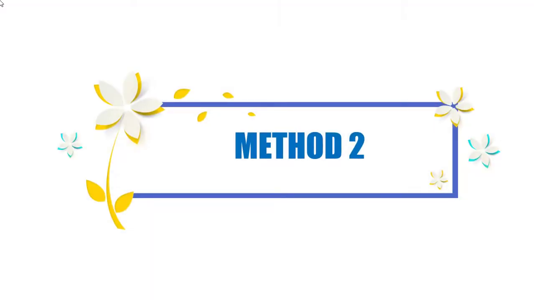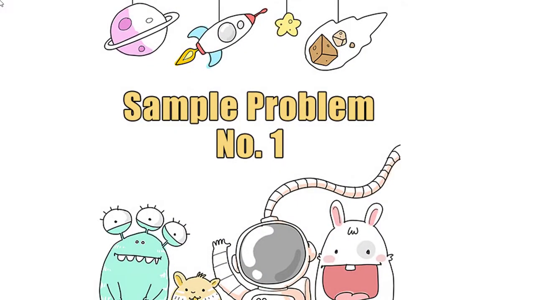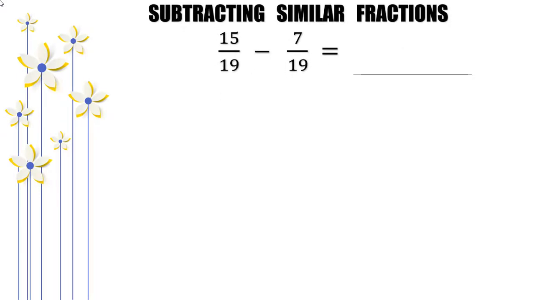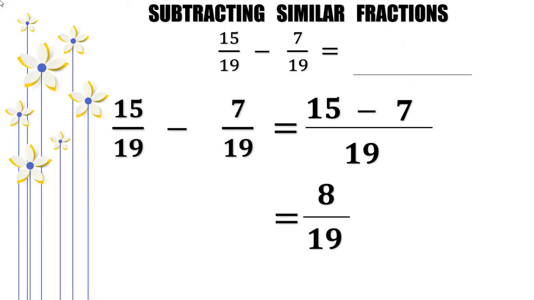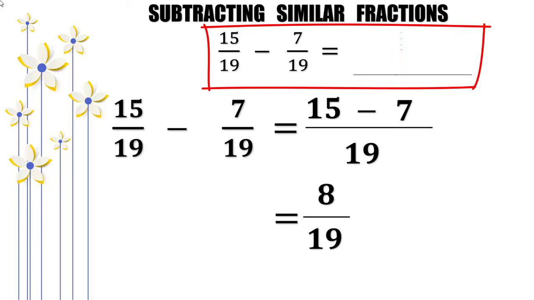Method number 2. This method is quite similar to the first one, but since this would be important in the next discussion, I will present this to you. Sample problem number 1. 15/19 minus 7/19. First thing we do is we write a fraction bar, then write the common denominator of the fractions, which is 19. Next, we copy the numerators and write the operation used, so we have 15 minus 7. Then we solve. 15 minus 7 is equal to 8. Lastly, we will try to simplify if possible. 8 and 19 don't have a common factor. Therefore, 15/19 minus 7/19 is equal to 8/19.